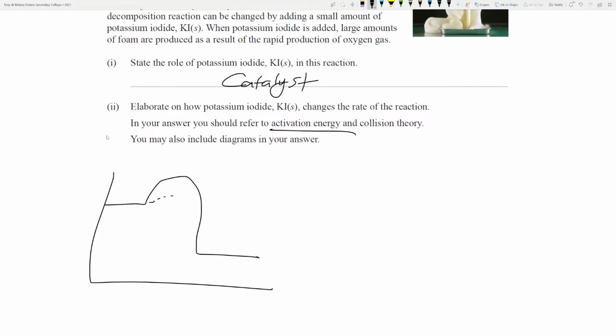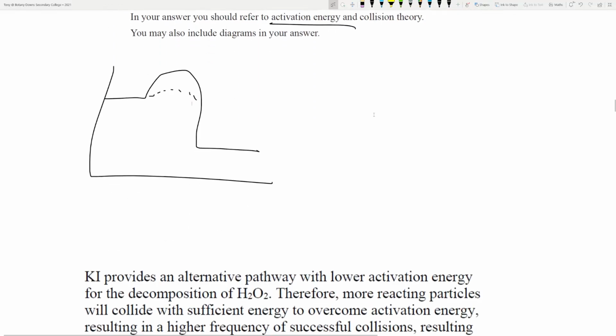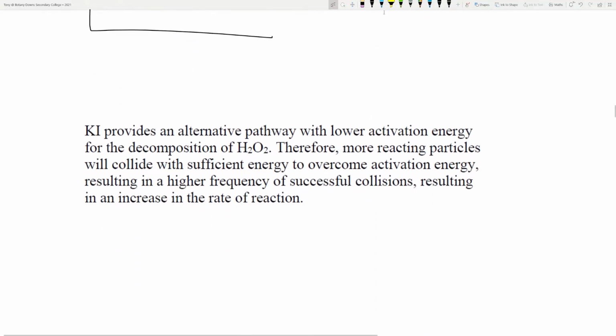So what does a catalyst do? It lowers the activation energy, so more reactant particles will collide with a sufficient amount of energy. Okay, very simple stuff. This is probably the only Year 12 new content here. So it provides an alternate pathway with lower activation energy. So when the particles collide, a higher proportion of these will have a sufficient amount of energy to overcome the new lowered activation energy. Therefore, you have a higher frequency of successful collisions.